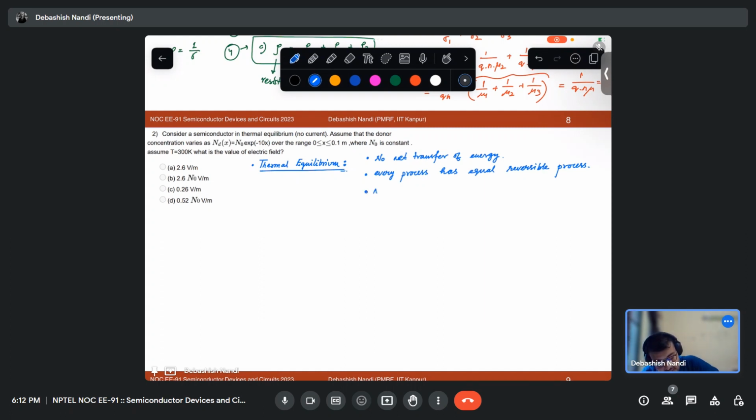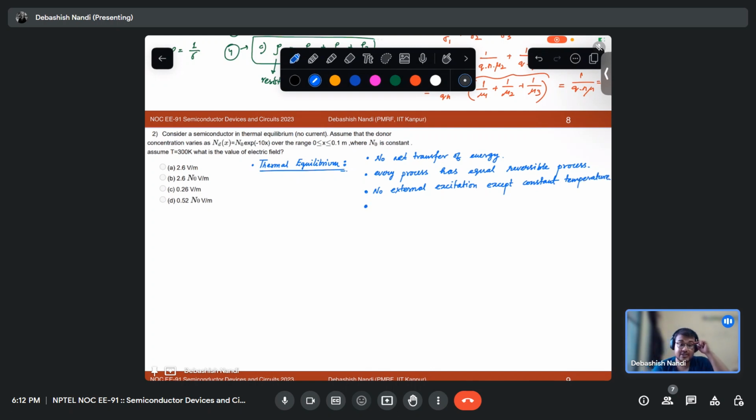Third condition is that no external excitation. What is excitation? Source of energy. Okay, that we call excitation. No external excitation except constant temperature. It may not be room temperature, but a constant temperature. The temperature gradient should not be present. The temperature must not vary. A constant temperature.